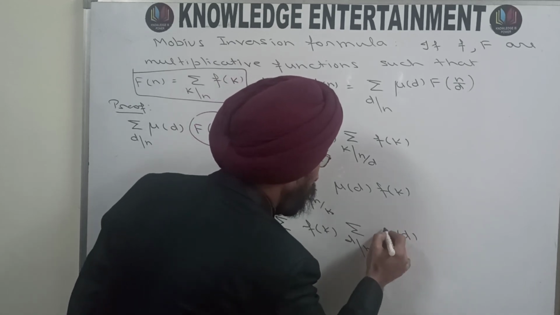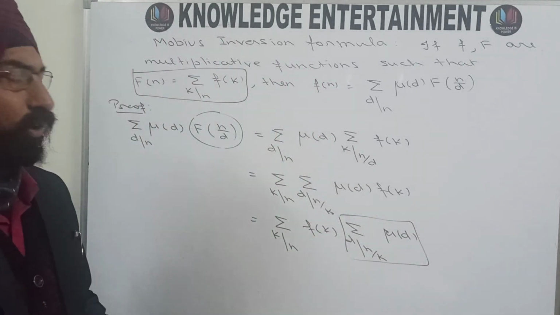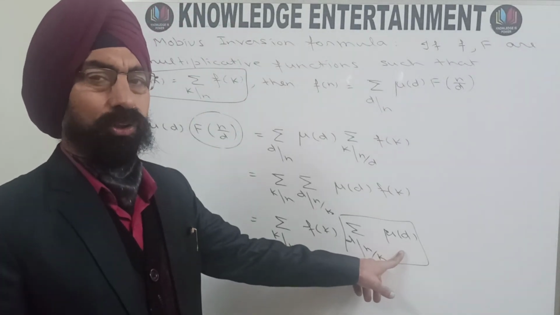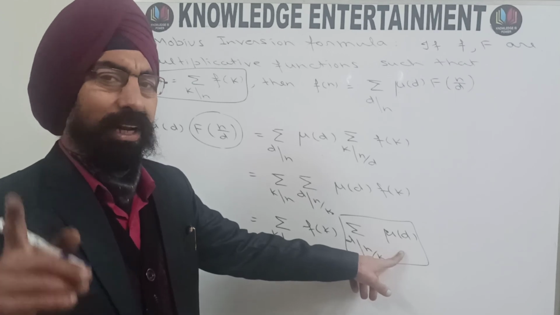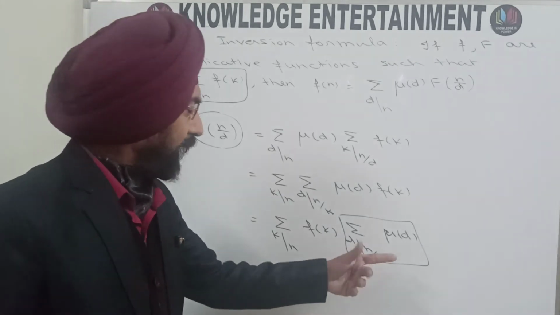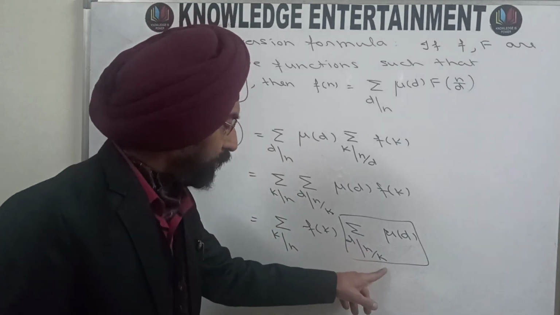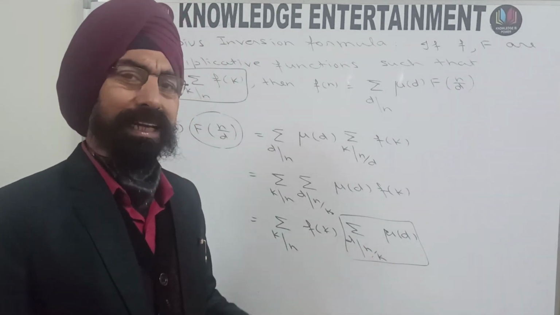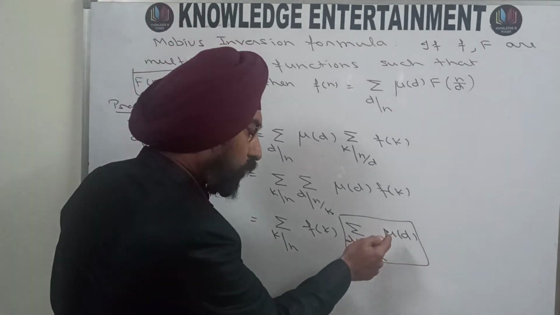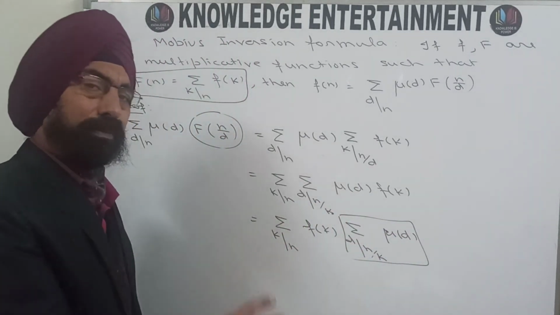mu d. Now concentrate on this. You know that the value of this is 1 if and only if n by k is equal to 1. Otherwise it is 0. So you will have only one term here and that is equal to 1. And when will that 1 be there? When n upon k is 1, and n upon k is 1 means n is equal to k. So this whole term will become 1 and k divides n will become k equal to n.